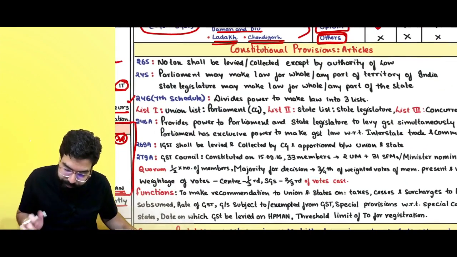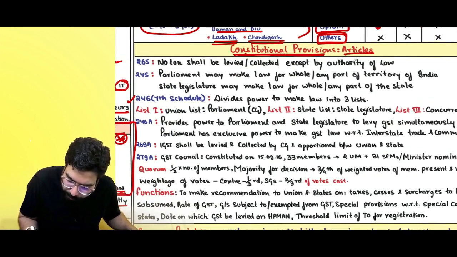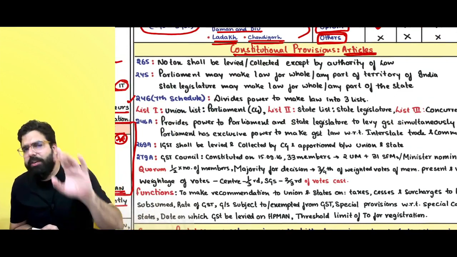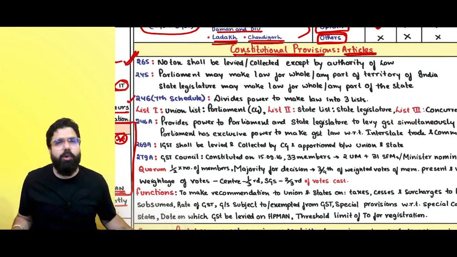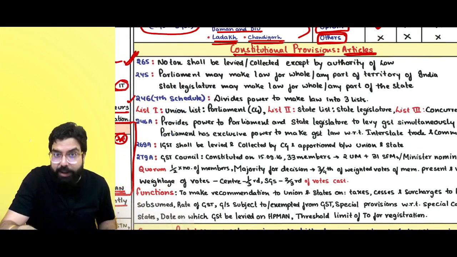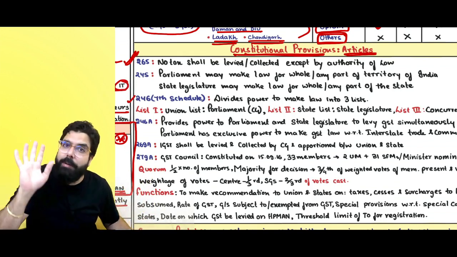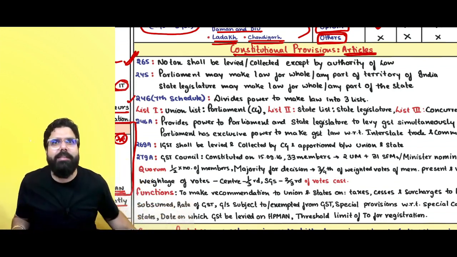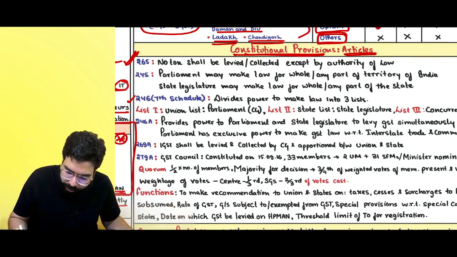Done, sir. The next is constitutional provision. In constitutional provisions, the first article which is there, article number 265, says no tax shall be imposed or levied, and no tax shall be levied or collected except by the authority of law.